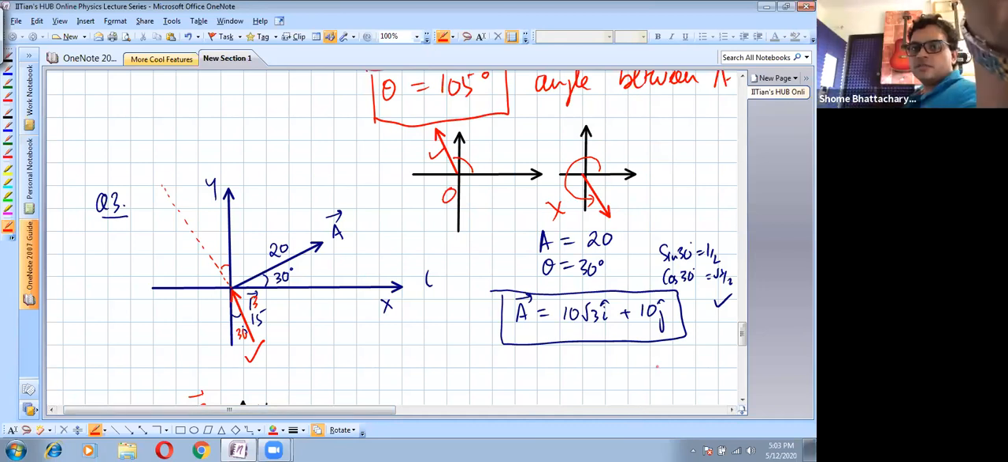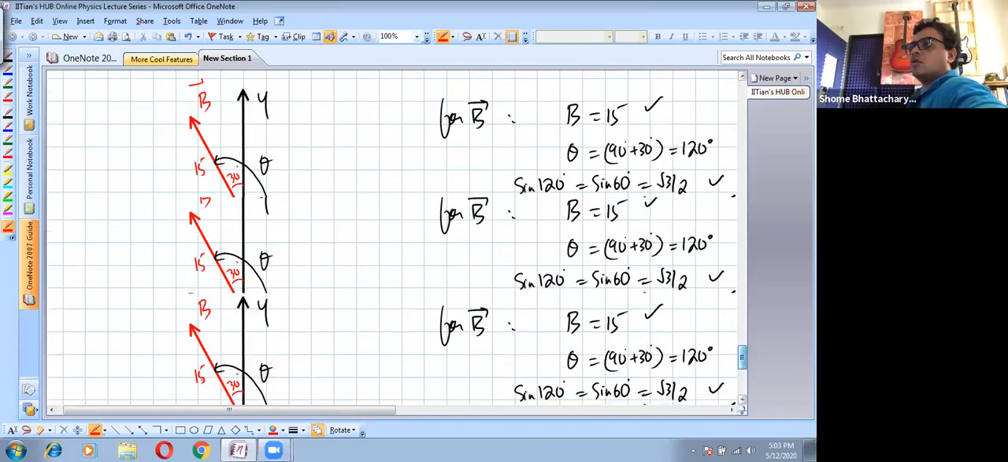Yeah. So actually that is why we have to be very careful about the arrowheads in diagrams. Okay. All right.